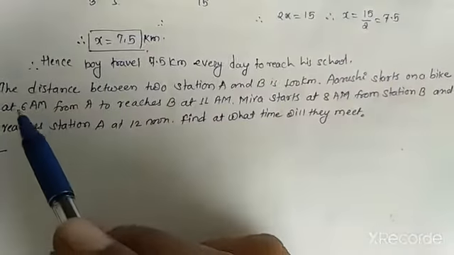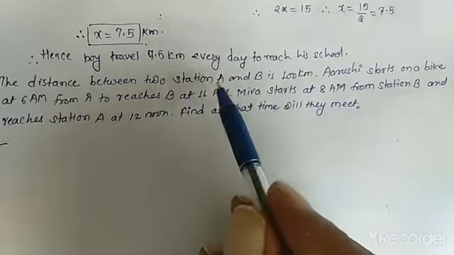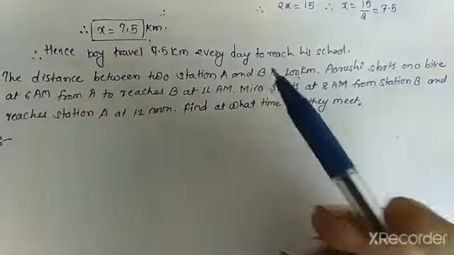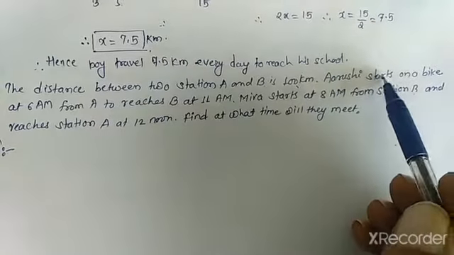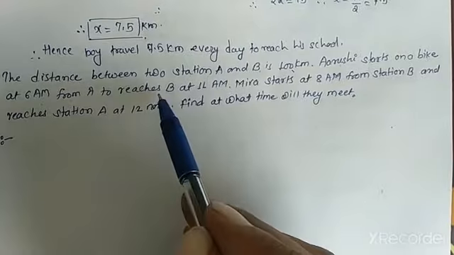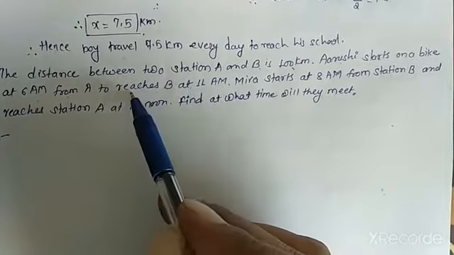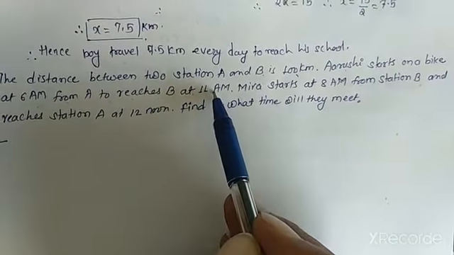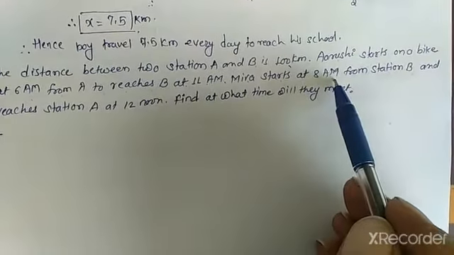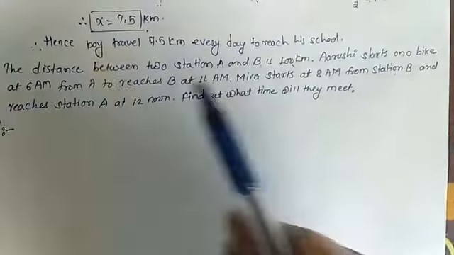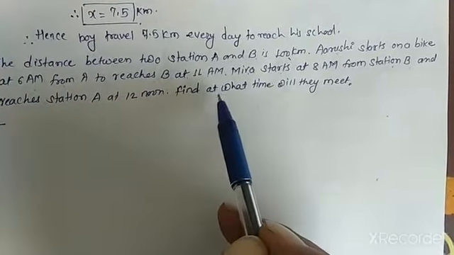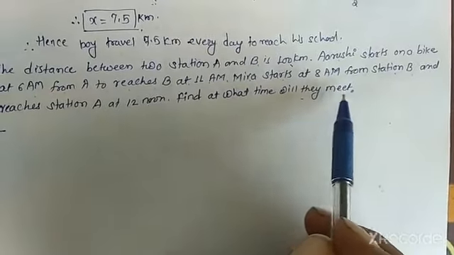Now consider the next example. The distance between two stations A and B is 100 km. Okay, the distance between two stations is given. Arushi starts on a bike at 6 a.m. from A to reach B and reaches B at 11 a.m. Mira starts at 8 a.m. from station B and reaches station A at 12 noon. And we have to find at what time they will meet.